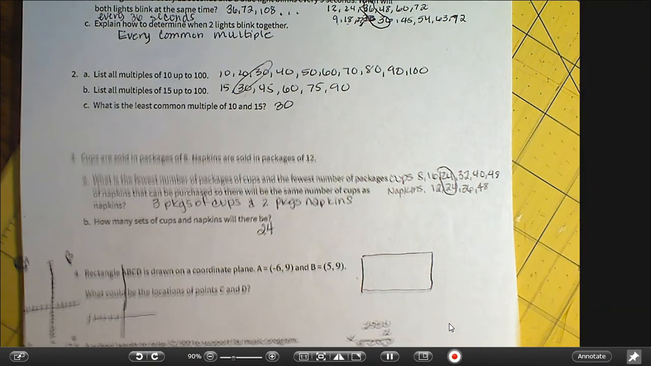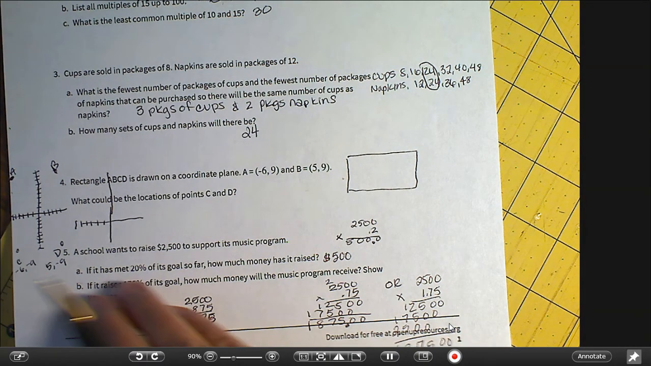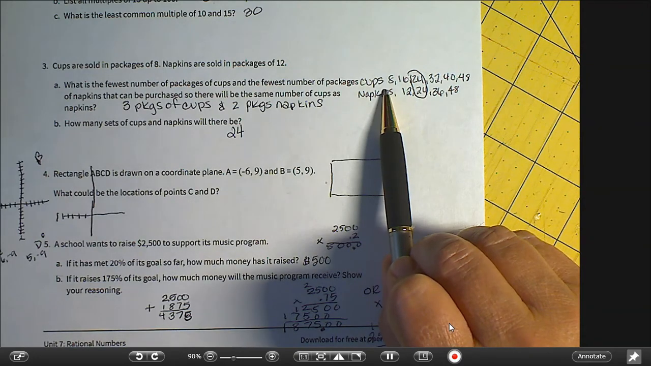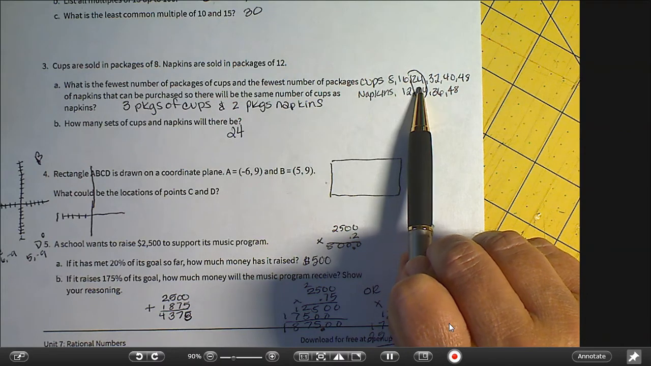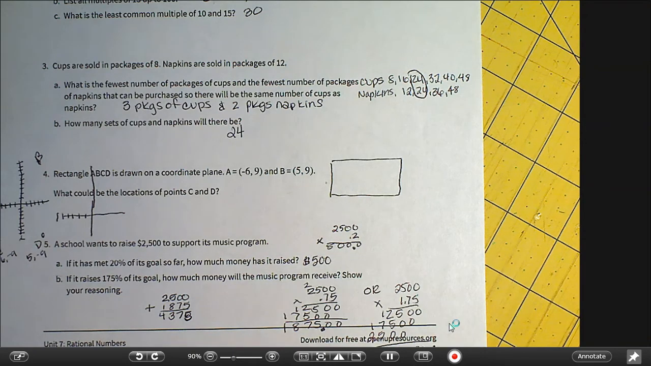Number 3, cups and napkins. Cups are sold in packages of 8, napkins are sold in packages of 12. What is the fewest number of packages of cups and the fewest number of packages of napkins that can be purchased so there'll be the same number of cups as napkins? If we list the multiples, 3 packages of cups would be 24, and 2 packages of napkins would be 24. So how many sets of cups and napkins, meaning 1 cup and 1 napkin, would you have? 24 sets.